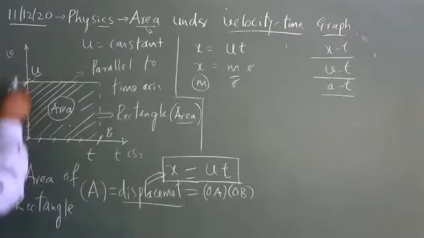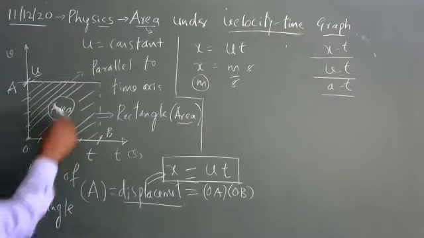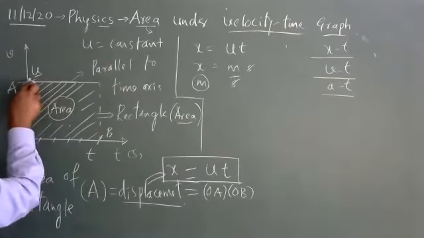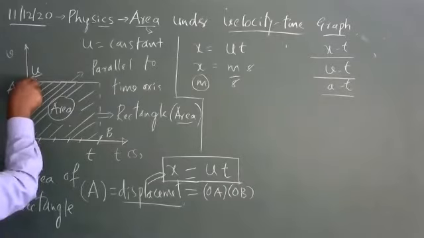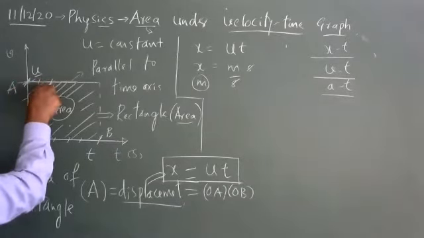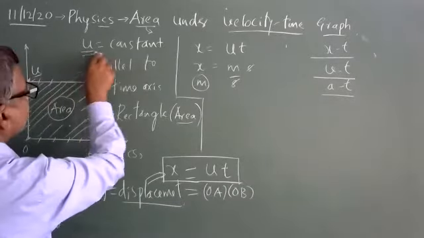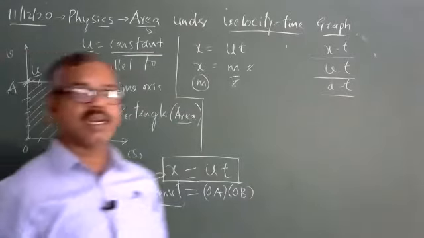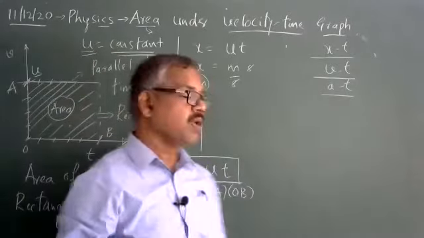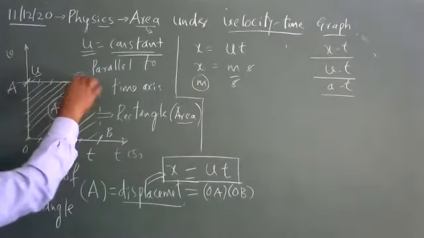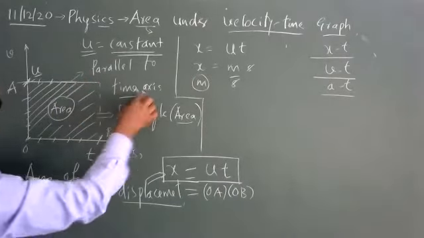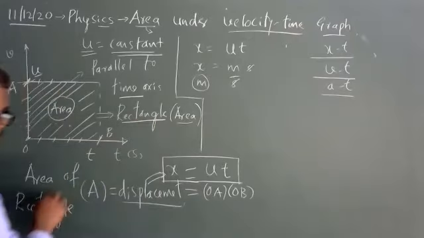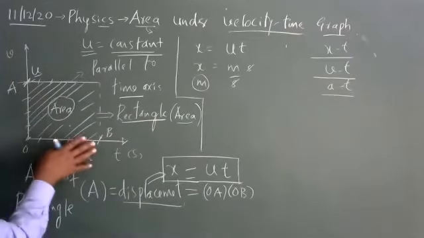So whenever you have a VT graph, velocity-time graph, if the velocity is constant with time, at 0 seconds u, 10 seconds u, 20 seconds u, it remains constant. When velocity remains constant, the acceleration, the rate of change of velocity, is 0. When velocity is constant, this curve is parallel to the time axis, and the area under this curve is a rectangle. The area of a rectangle is simply height into width.